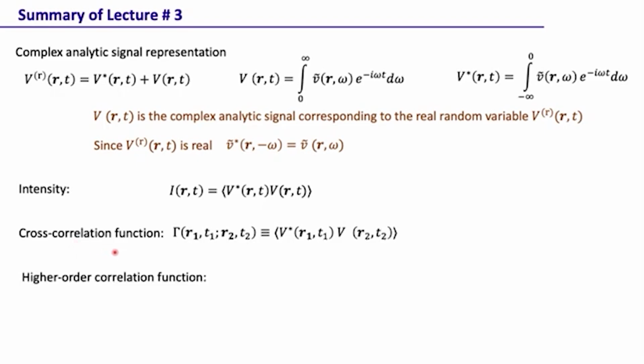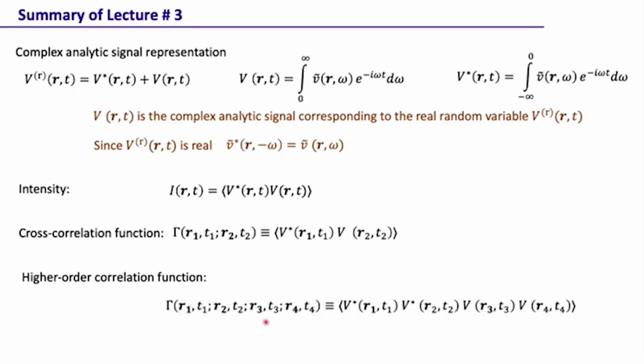Then of course we can also have higher order correlation functions, and this one is the fourth order correlation function, where we have the correlation between field points at R1 T1, R2 T2, R3 T3 and R4 T4. Again, in the context of classical theory we won't be discussing it, but when we talk about quantum fields, two particle quantum fields, then we will discuss this in quite some detail.